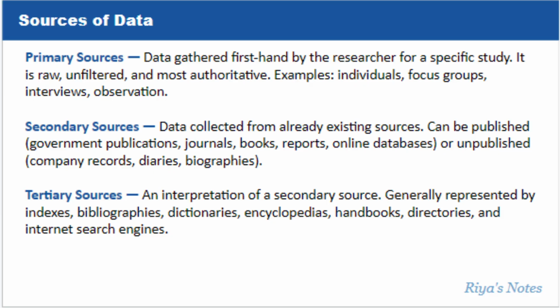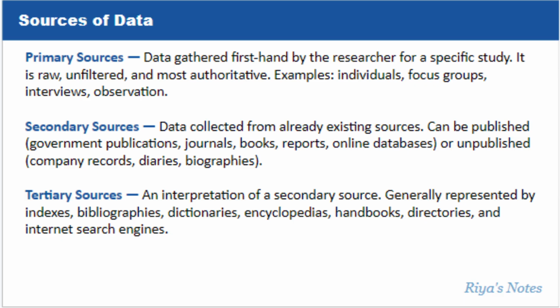Sources of data. Primary sources, data gathered firsthand by the researcher for a specific study. It is raw, unfiltered, and most authoritative. Examples: individuals, focus groups, interviews, observation. Secondary sources, data collected from already existing sources. Can be published, government publications, journals, books, reports, online databases, or unpublished, company records, diaries, biographies.